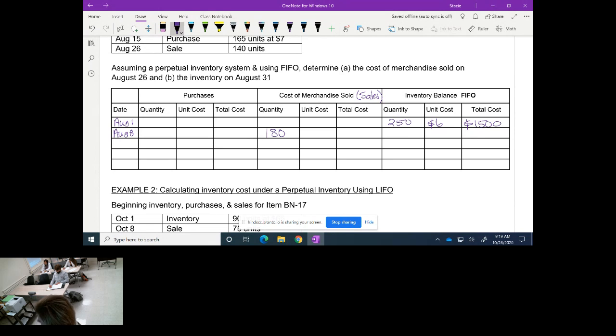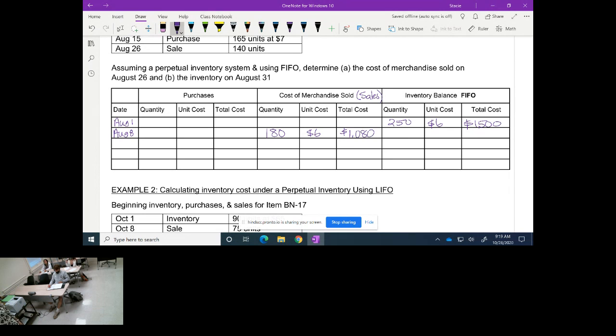Now, what's our unit cost in our inventory right now? $6. Oh, we got $6 units, so that's what we have to use. Really, there's nothing to think about there. We don't have any choice but to use the $6 units. Okay, so what is 180 times 6? $1,080.